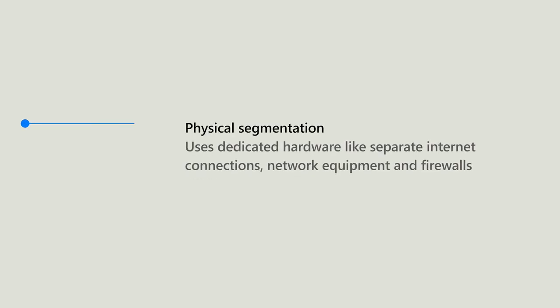Physical segmentation involves using dedicated hardware, such as separate internet connections, physical network equipment, and firewalls to create closed-off networks. This approach, also known as perimeter-based segmentation, treats everything outside the network perimeter as untrusted. However, once a threat penetrates the perimeter, it can move freely within the network due to the lack of internal filtering.